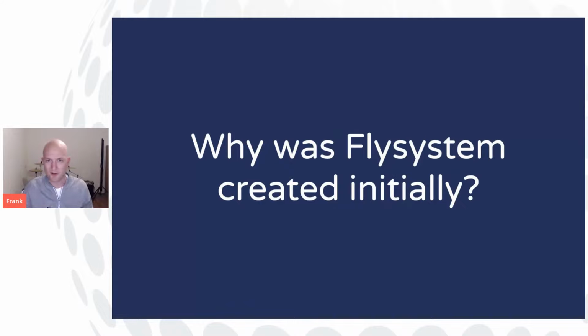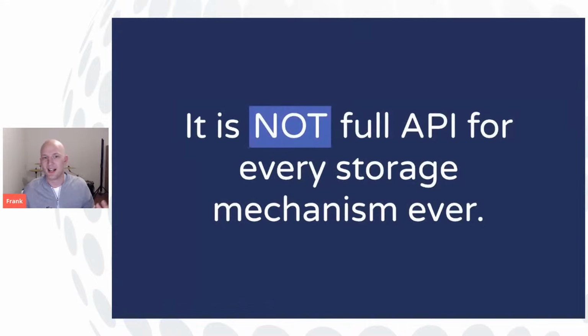But of course, as time moves on, people have feature requests and everything just happens. People started adding feature requests and they wanted to get more specific features from basically every storage engine that was there. But this kind of defeats the purpose, right? It should not be a full API of every storage mechanism ever. This would mean that it's basically just a duplicate of everything else. And the value in having abstraction is that it streamlines and unifies. So this is something that I really wanted to prevent.